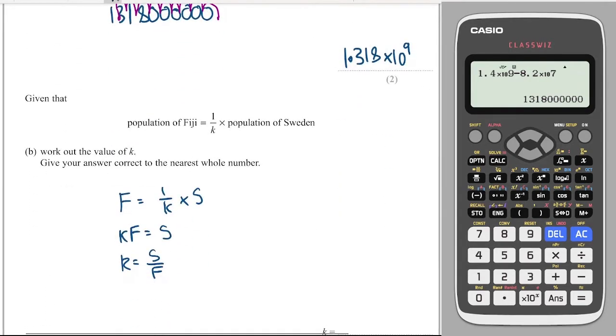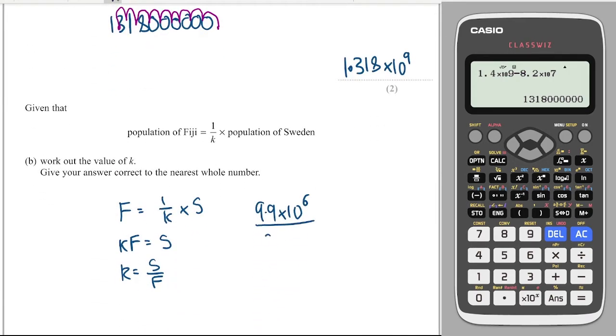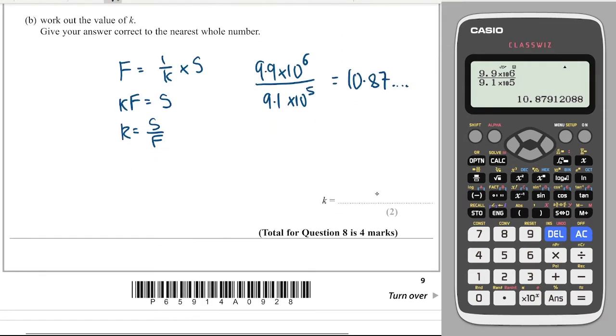So Sweden, which is 9.9 times 10 to the 6, divided by Fiji, which is 9.1 times 10 to the 5. So I put that in my calculator, do a little divide symbol, 9.9 times 10 to the 6 over 9.1 times 10 to the 5. And I would get 10.87, and correct to the nearest whole number is 11.